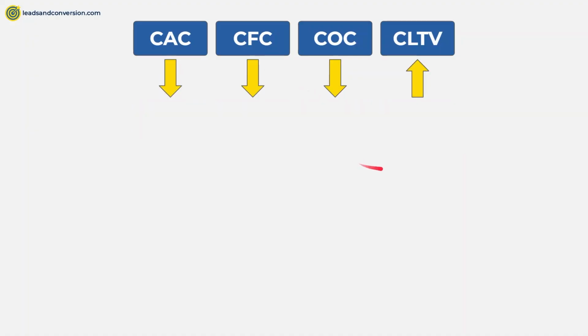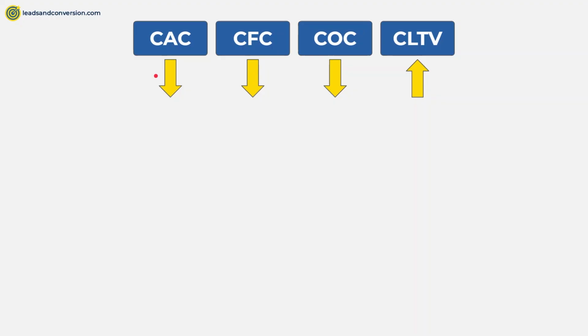Now here comes the interesting part. Every action we take with our business, every decision we make, has to do one of these 4 things: either decrease one of these cost metrics or increase the customer lifetime value. If the decision we are about to make doesn't do any of this, well, it's the wrong decision. We shouldn't make it.